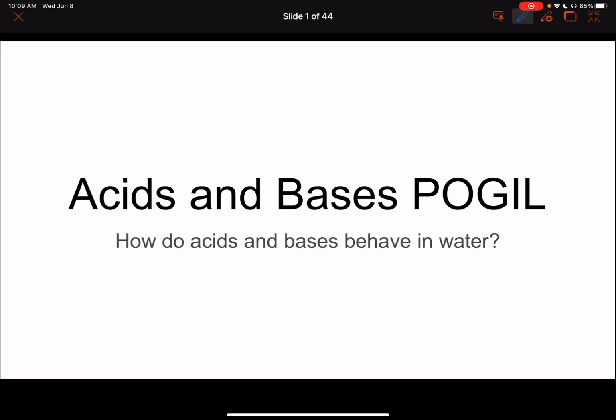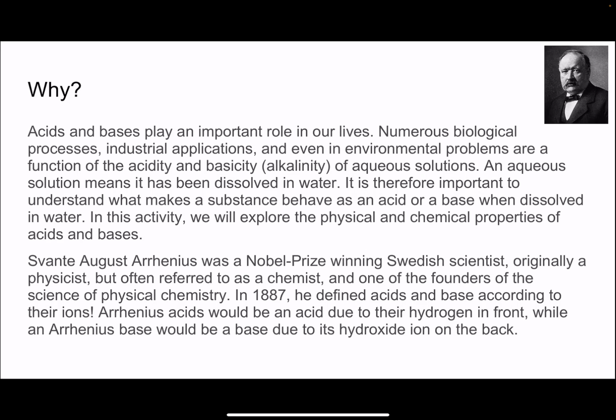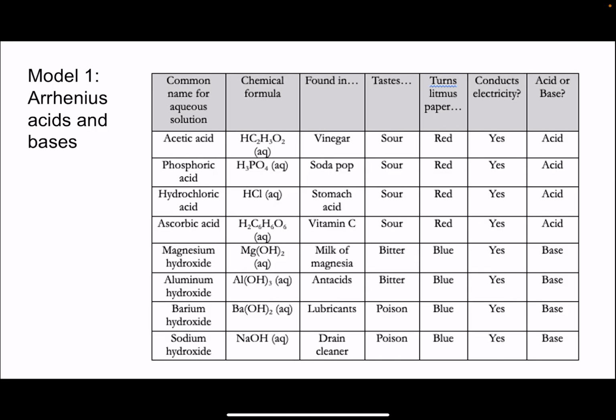Okay, let's start with our acid-base POGIL. How do acids and bases behave in water? So, read through the why to talk about why acids and bases play an important role. It also talks about what happens when they're dissolved in water, and we call them aqueous. It also talks about the scientist here, Arrhenius, who came up with the idea of defining acids and bases by what their signature ion was. And that's what we're going to use in our table right here.